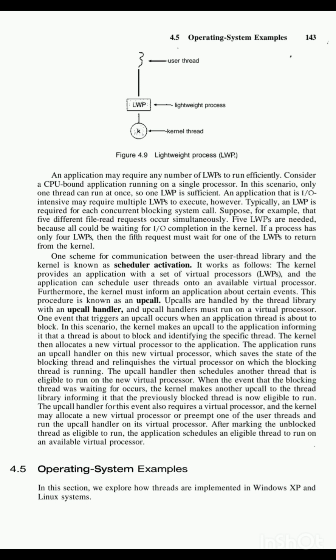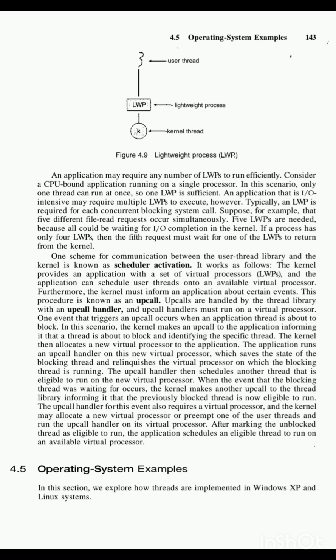Consider a CPU-bound application running on a single processor. In this scenario, only one thread can run at once. So, one LWP is sufficient. An application that is input-output intensive may require multiple LWPs to execute. However, typically an LWP is required for each concurrent blocking system call.